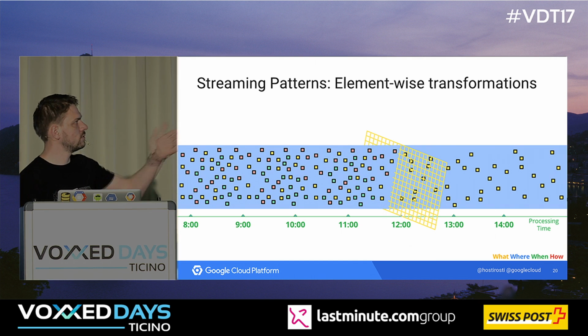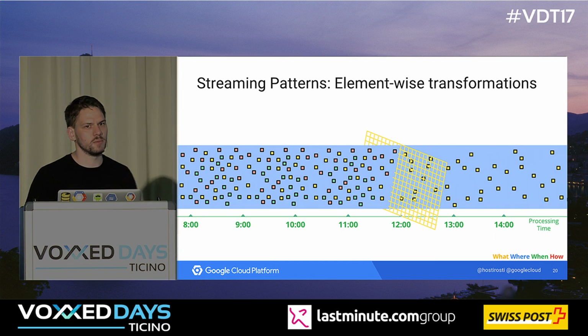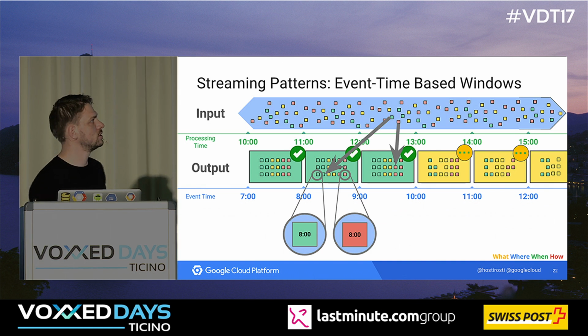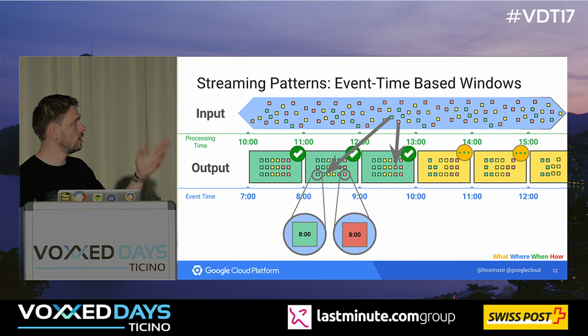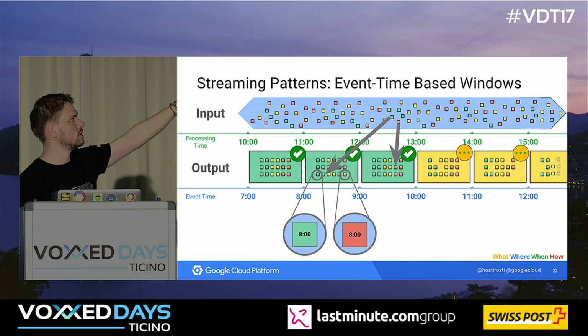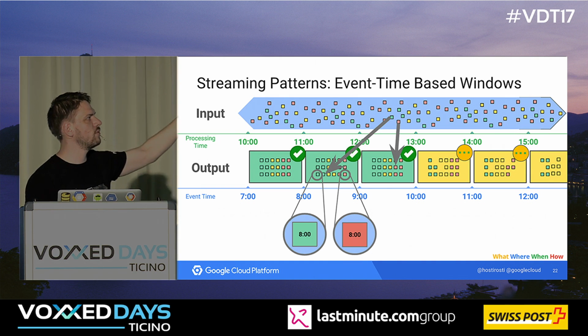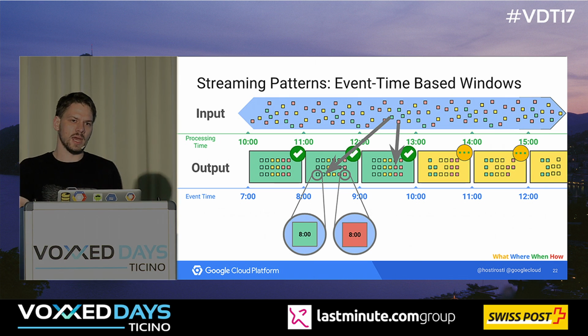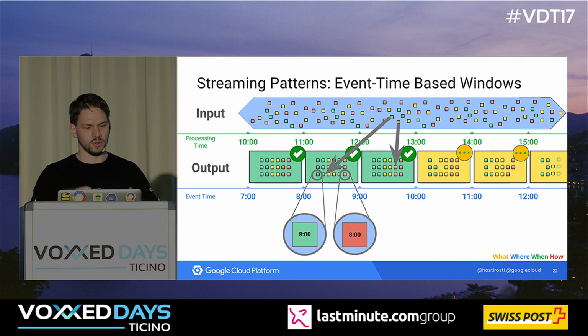So first, of course, what can you do? Element-wise transformations, like filters based on certain key elements. And then you aggregate them in windows. That can be time windows, it can be session windows, and it can be event-time-based windows, like here. Here you already see that we differentiate between processing time and event time. We don't do the windowing based on when the elements arrive in our machine. We do the windowing based on when these events have happened, and then put them into the window.